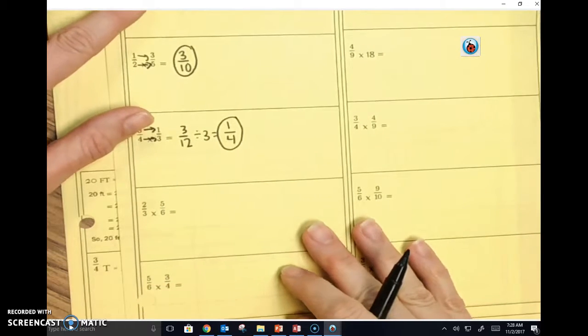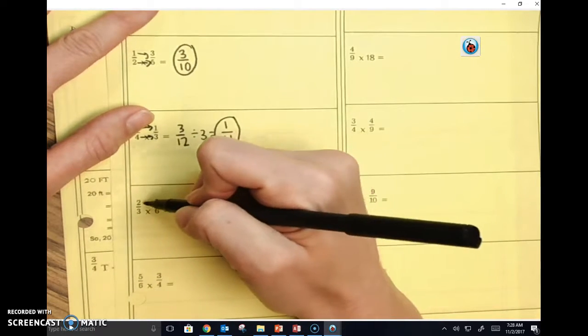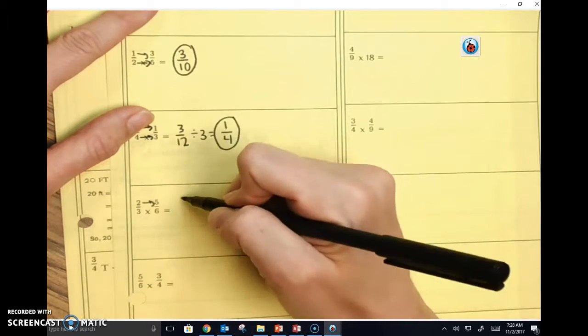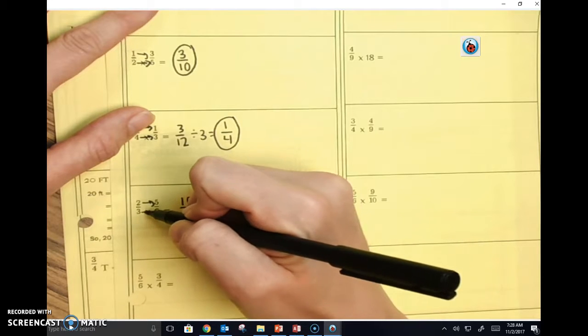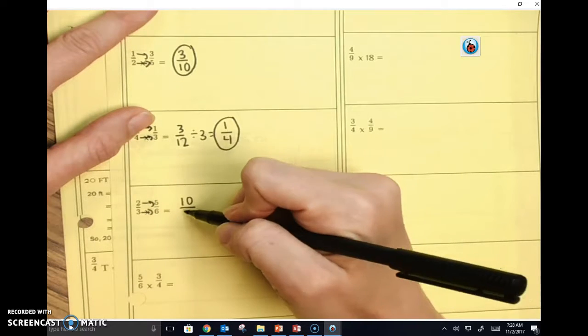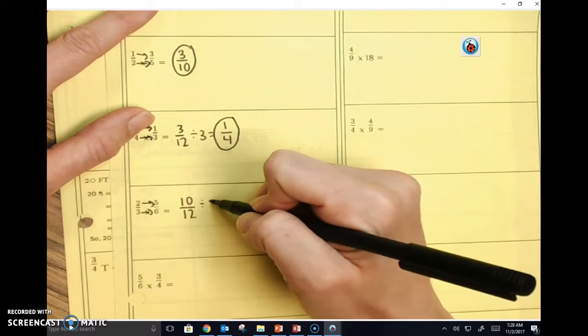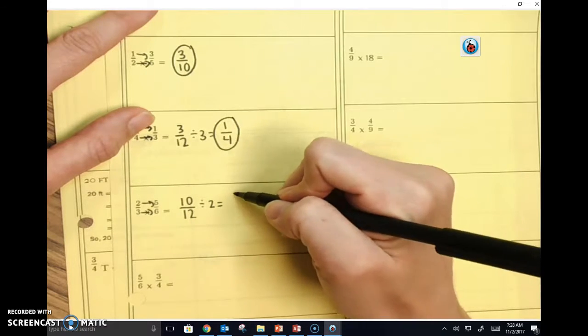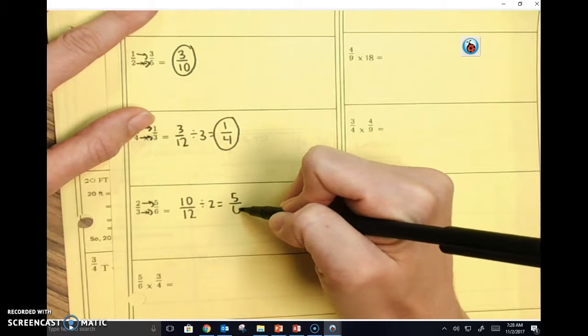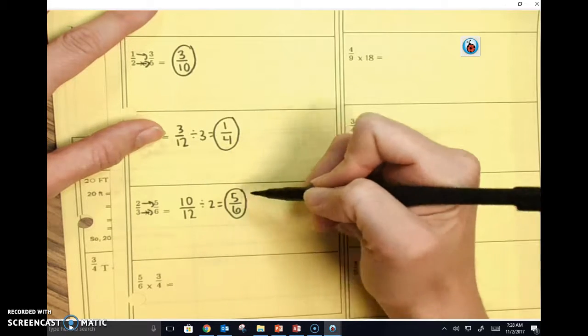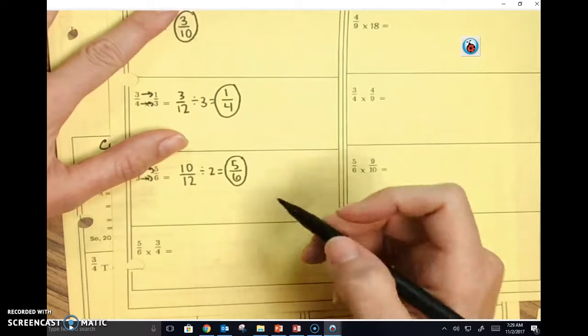Let's move on down to the fourth one now. We'll multiply the top. 2 times 5 is 10. And let's multiply the denominators. 3 times 6 is 12. They are both even numbers, so we can simplify by 2. 10 divided by 2 is 5, and 12 divided by 2 is 6. Our answer is 5/6. Let's move on to the last one on this column.